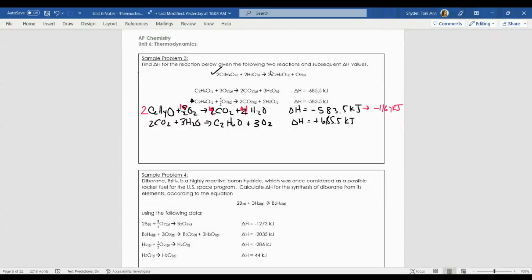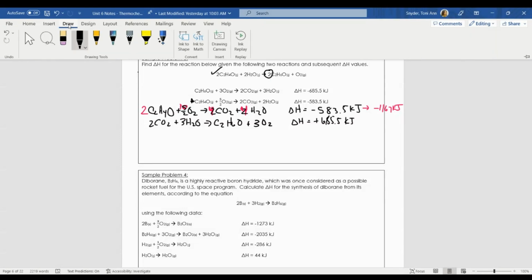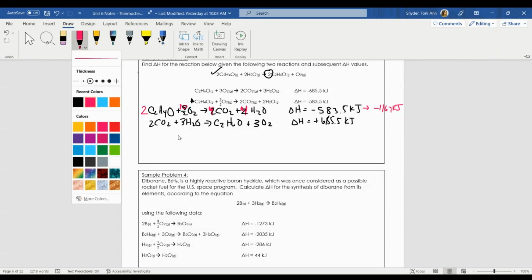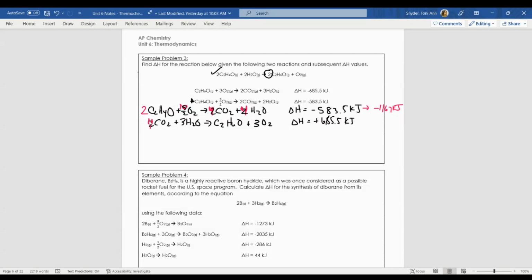But if I notice I have a coefficient of 2 in front of there, here I still only have a 1. So I'm going to double those coefficients again, just like I did up above. So I'm going to change this to a 4, this to a 6, this to a 2, and this to a 6. And when I double these coefficients, my enthalpy also doubles, and I get positive 1,371 kilojoules.